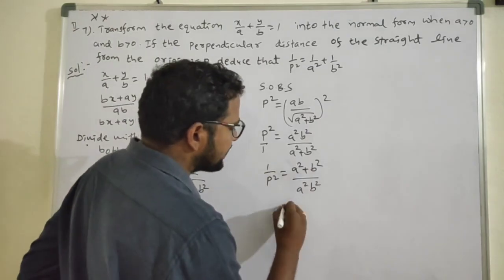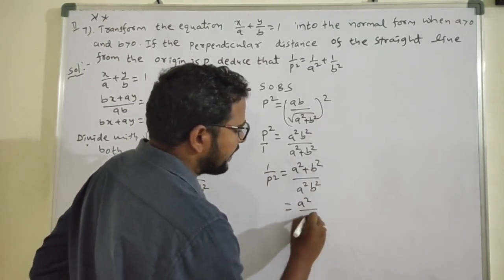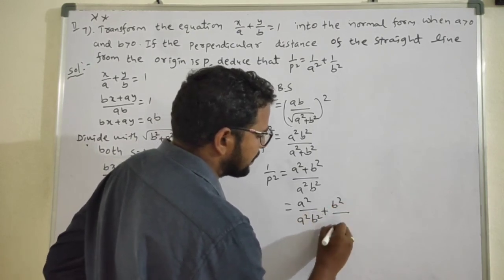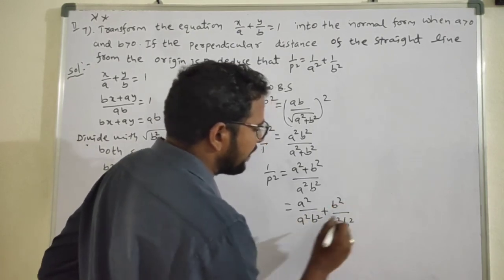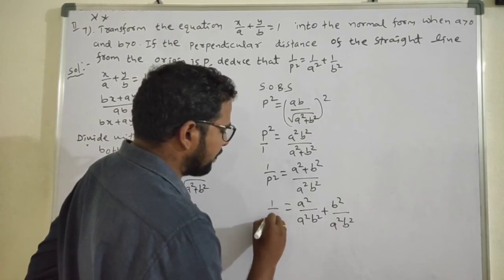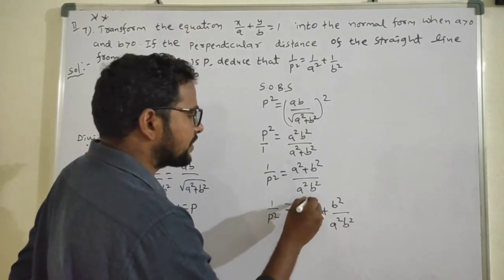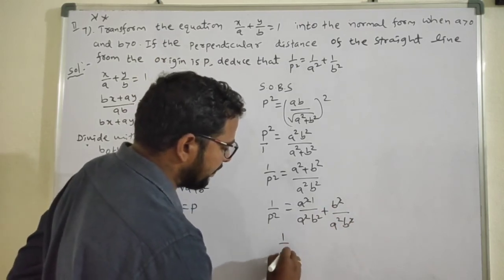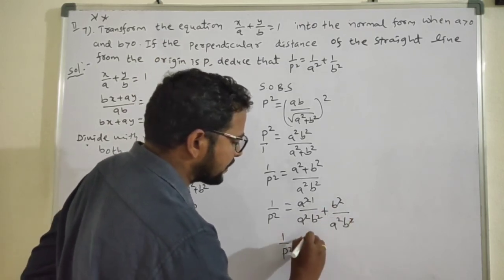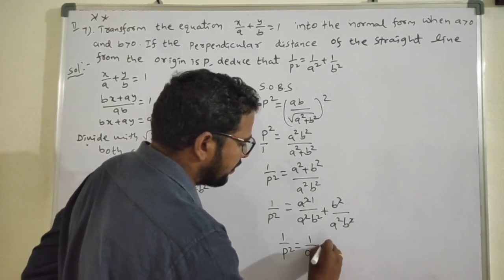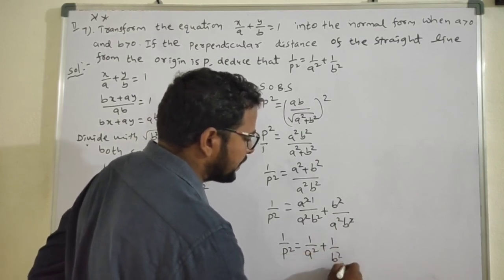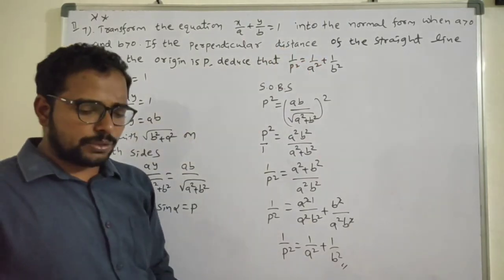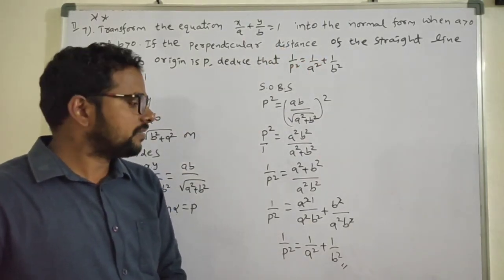So right side separate రాయండి. a square by a square b square plus b square by a square b square. 1 by p square is equals to a square cancel, b square cancel. So remaining ఏంటి, 1 by p square is equals to 1 by b square plus 1 by a square. ఇది ప్రూవ్ చేస్తుంది 1 by p square is equals to 1 by a square plus 1 by b square.